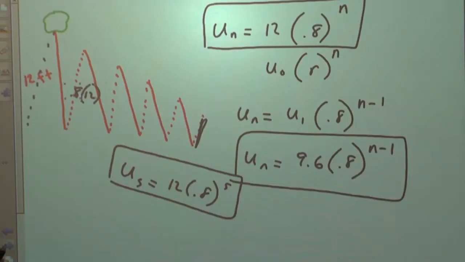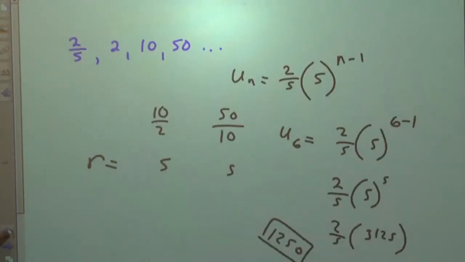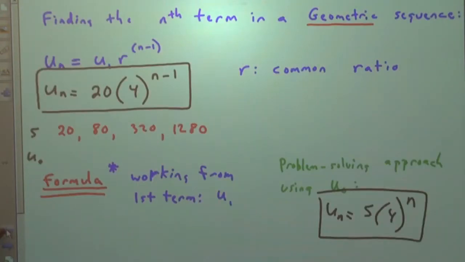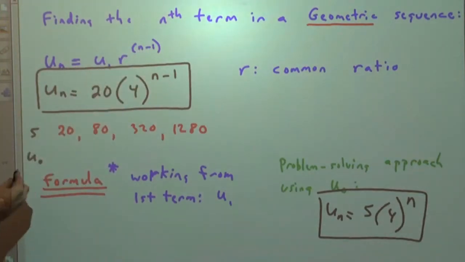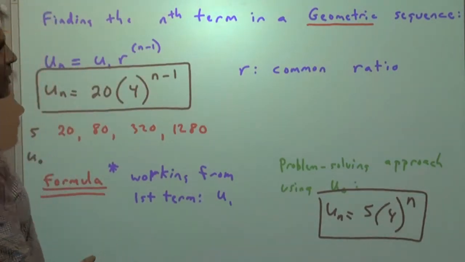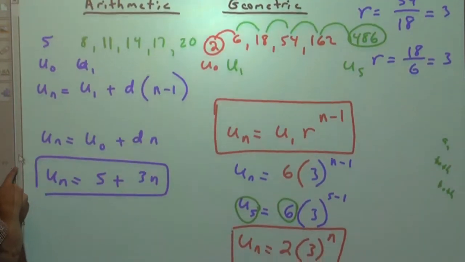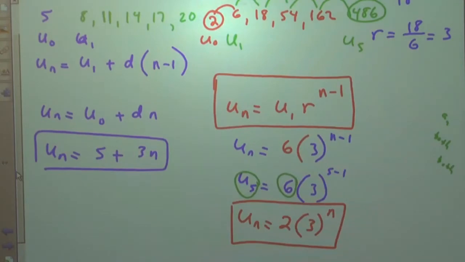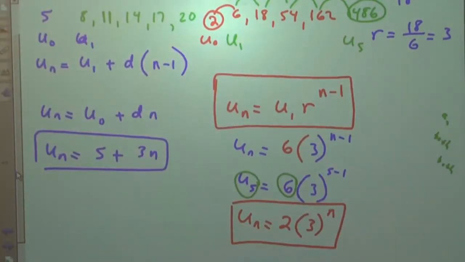bounce. So geometric, if we multiply by a common ratio, you're going to find your formulas by either using this guy, u sub n equals this, or by going back to the 0th term and doing it a little bit more practically that way. And so that is the introduction to the geometric sequence.